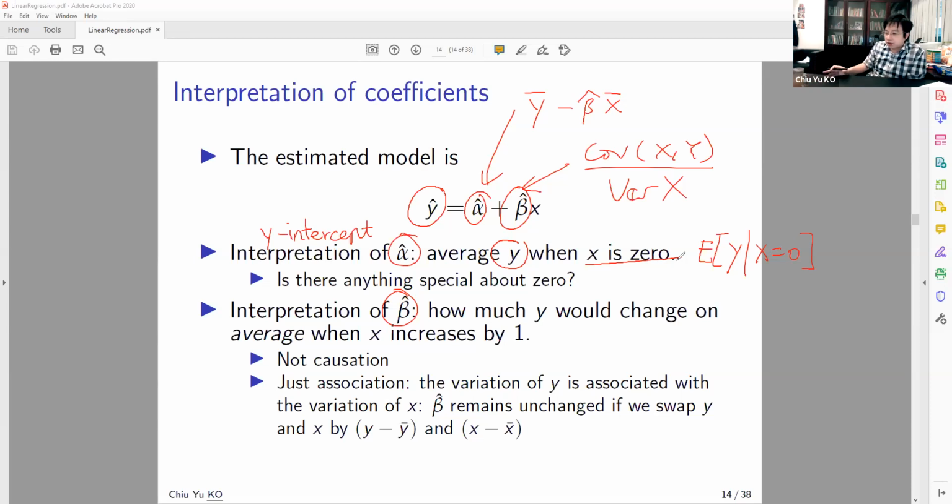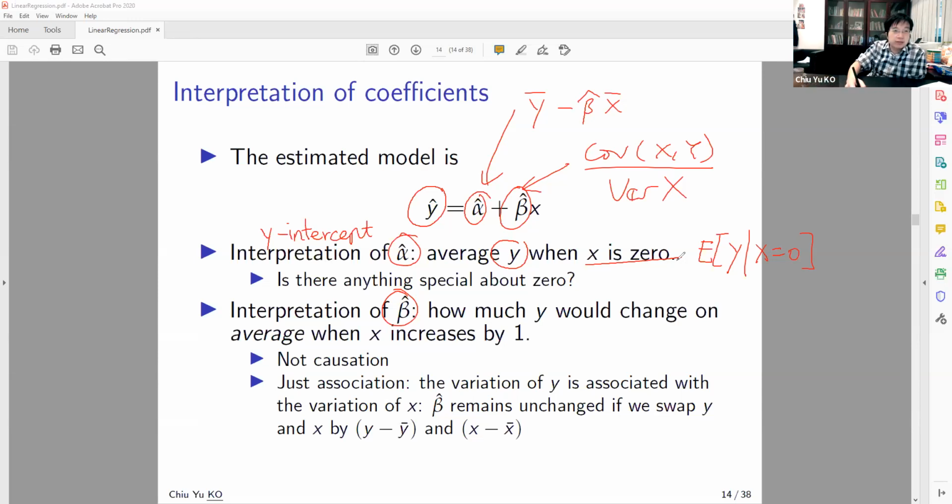But some other times alpha may make sense. Maybe you look at advertising and sales, right? In that case, the sales would make sense when advertising is 0, because when you do not do advertising, you still have sales, right? So this interpretation would make sense only if you have something special about 0.